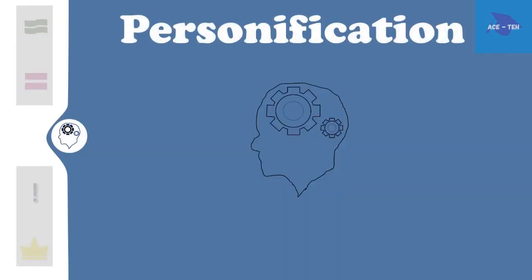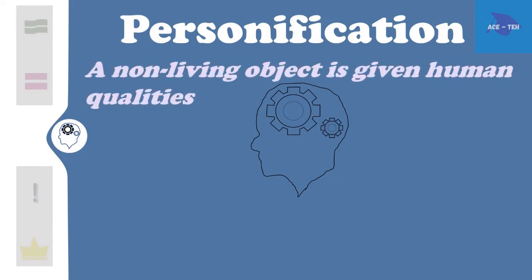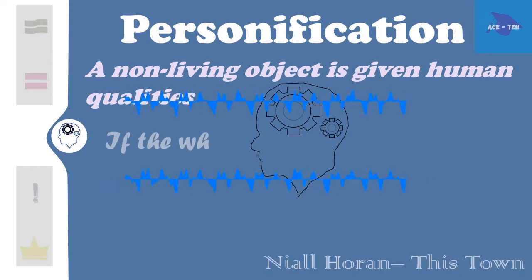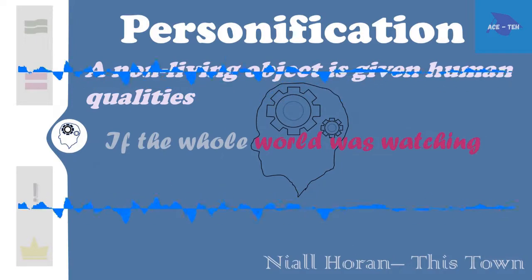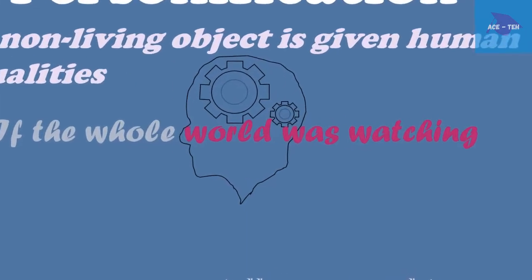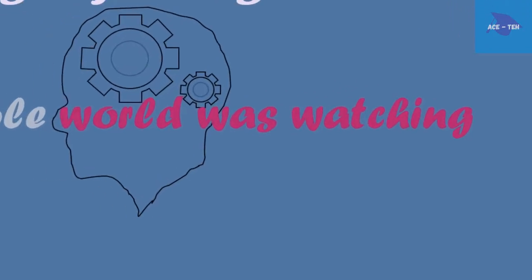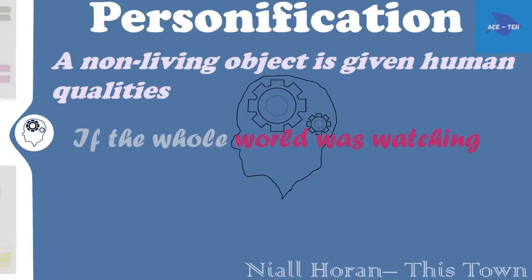Next up is personification. Writers use personification to attribute human qualities to non-living objects. If the whole world was watching, I'd still dance sweet. The world, an inanimate object, is given a human quality of watching.